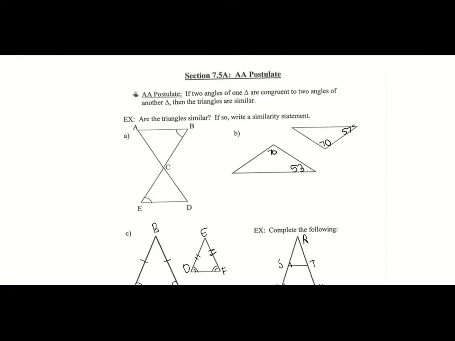Now that we've talked about similar triangles, we're going to look at some of the postulates that we can use when we're looking at two similar triangles. So if you remember from a couple units ago, we talked about congruence theorems, where we had side, angle, side, angle, side, angle. We had angle, angle, side.